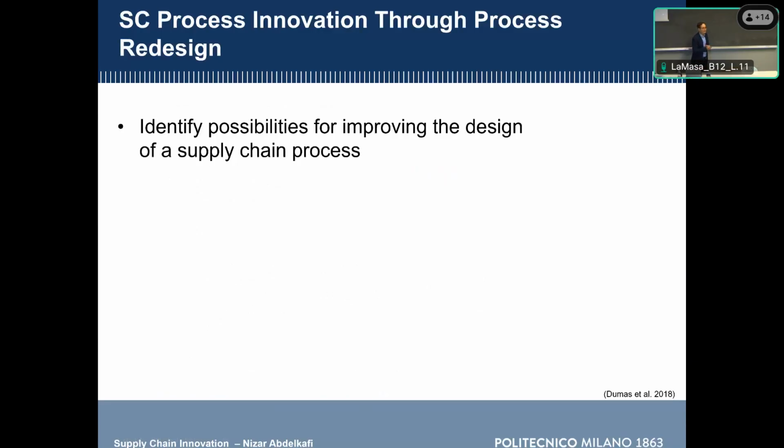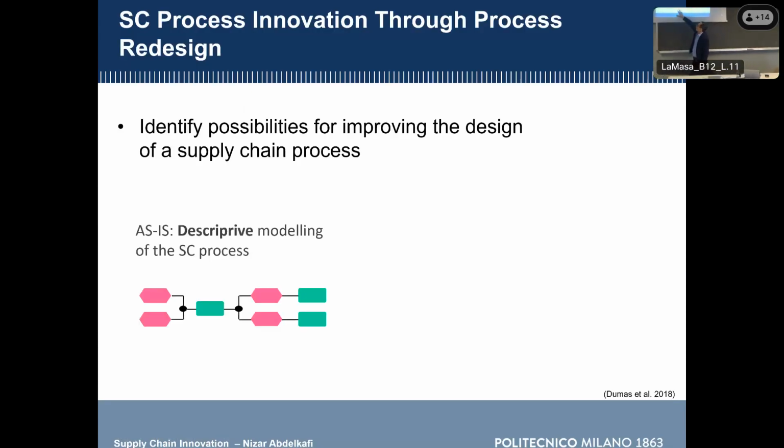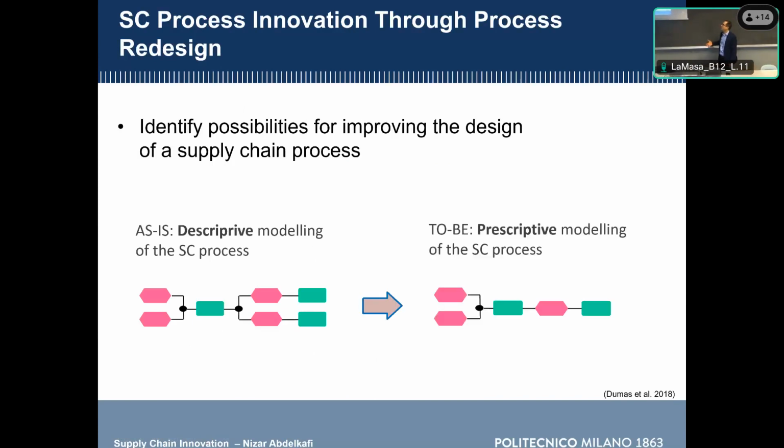So what we would like to do is to identify possibilities for improving the design of the supply chain process. So we start with a descriptive modeling, an as-is process, so it may look like this. And our objective is to determine the to-be process. So this is prescriptive modeling of the supply chain process in a way that we improve the as-is one. So that's what we have done before. We identified a lot of problems with the equipment rental process, and we would like to improve it, starting from the description of the process and identifying a to-be state.